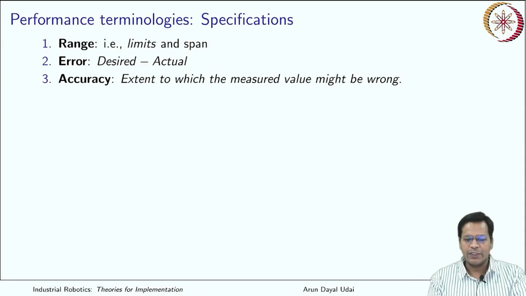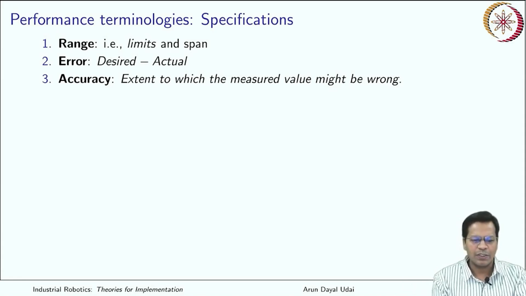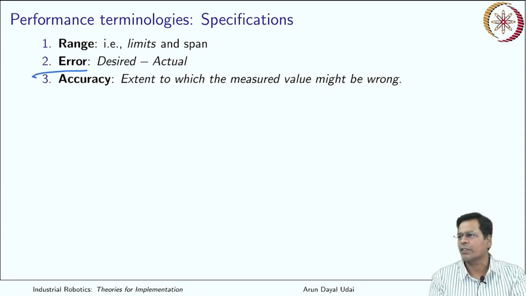Okay, accuracy is the extent to which a measured value might be wrong. So how much is the maximum error which is possible? The extent to which the value might be wrong. Okay, so whatever is wrong, that is the error. Whatever is wrong comes under this.